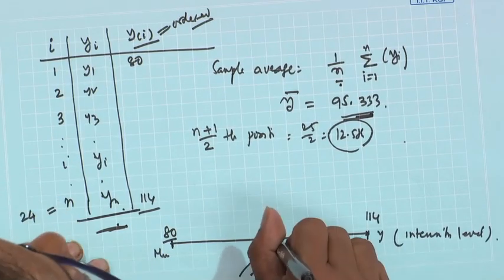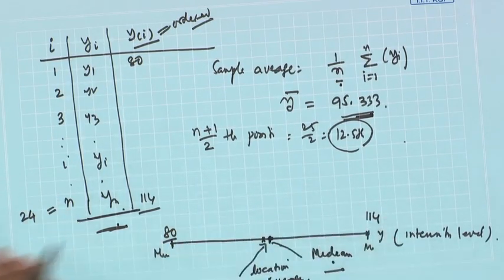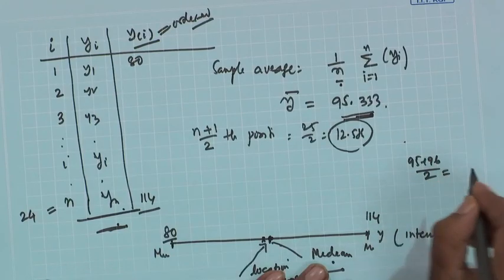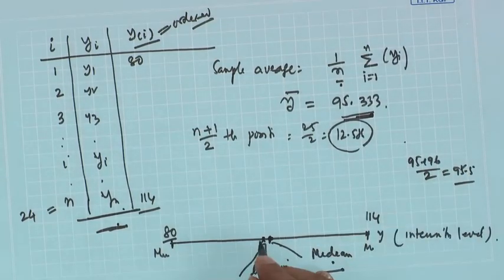So, how do you compute this? What is the value? You find that 12.5 is a count type of data, you are not getting that 12.5. You are getting that at the 12th position the y value is 95 and at the 13th position 96, you take the average of the two. So, 95 plus 96 by 2 is 95.5. So, the median value is 95.5.